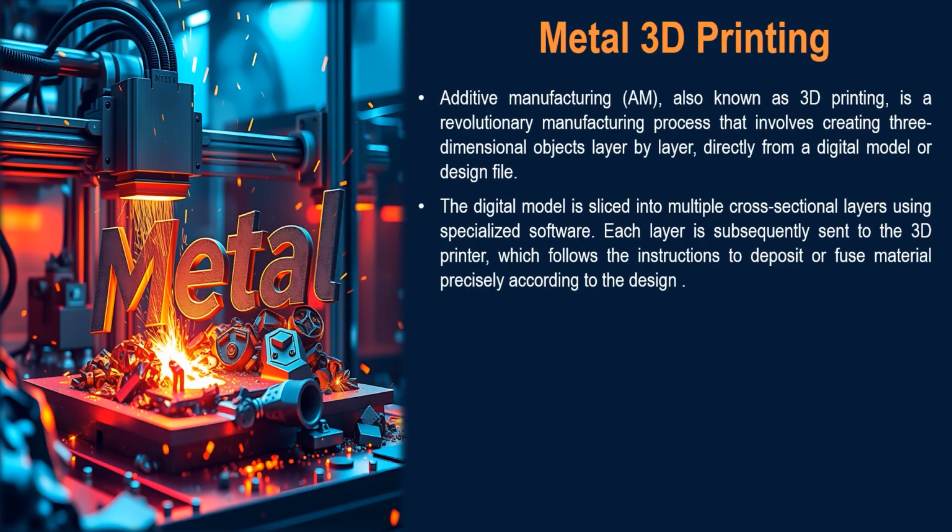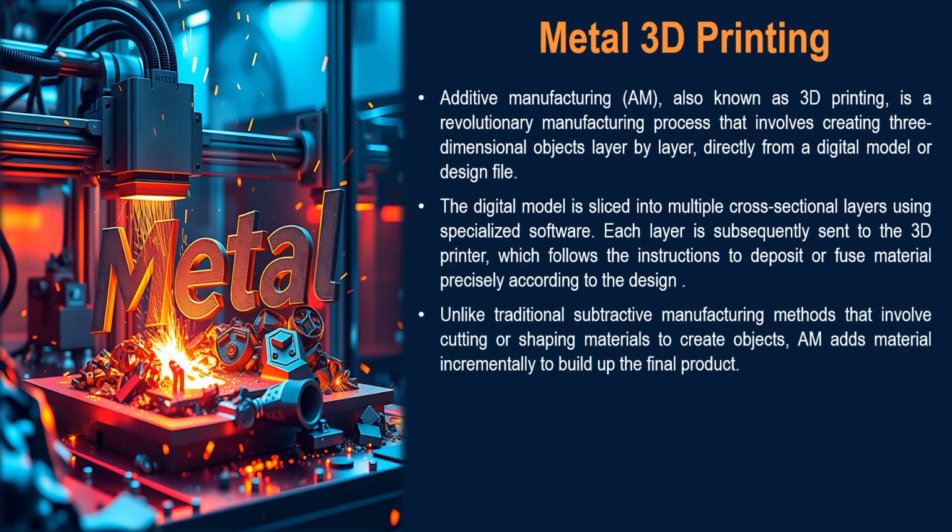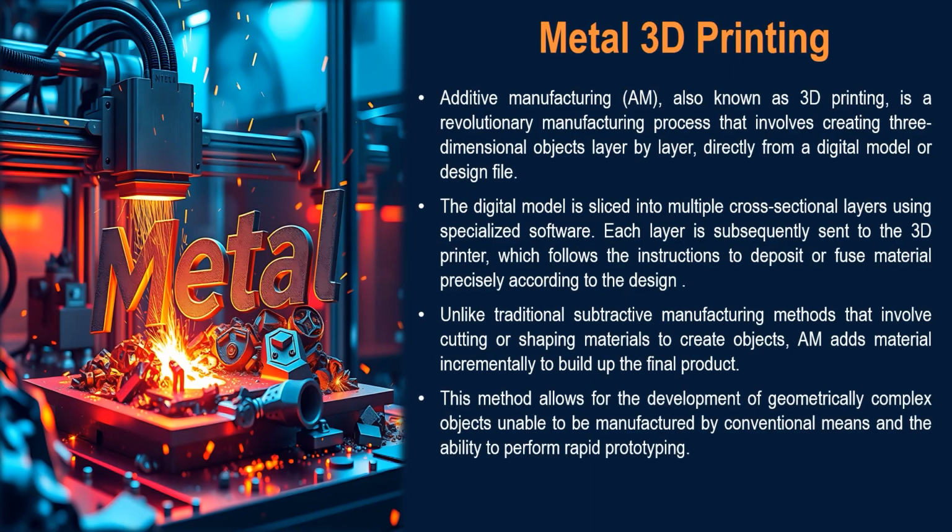So each layer is subsequently sent to the printer, which follows the instruction to deposit and fuse the material according to the design. In typical subtractive manufacturing, I involve a cutting process for shaping the material, whereas here I am adding layer by layer, just similar to my polymer printing or gel based printing. Typically complex geometries can be fabricated.